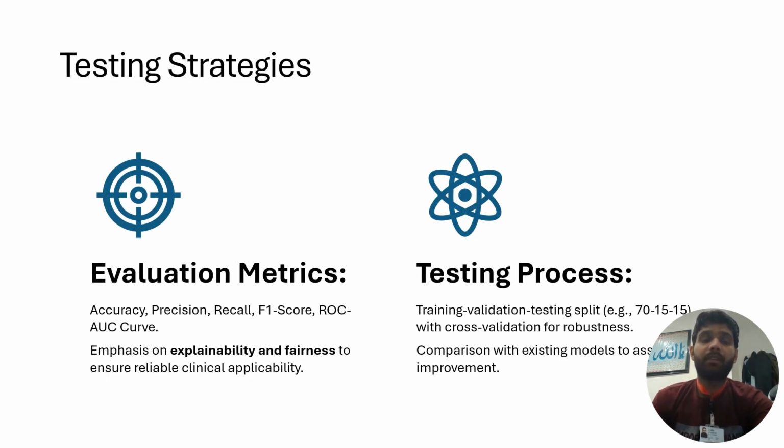Next is the testing strategies. To evaluate the model, I used various performance metrics, such as accuracy to check the overall correctness, precision and recall to measure the class-specific performance, F1 score to balance between precision and recall, and ROC AUC curve for the binary classification quality. And to make sure the testing process is robust, I used a 70/15/15 train, validation, test split along with cross validation.